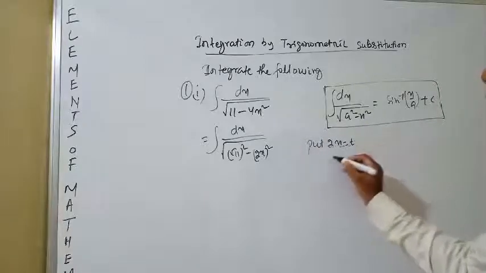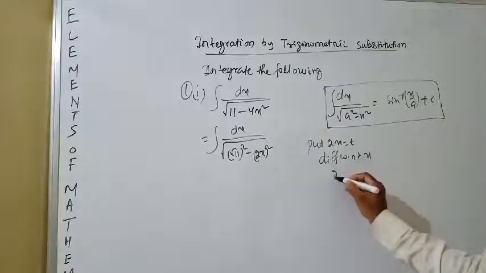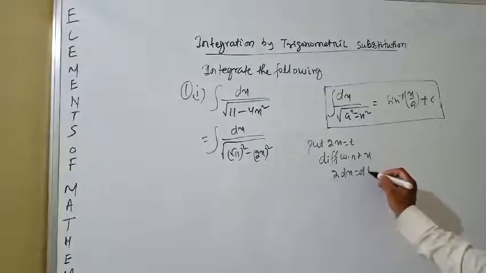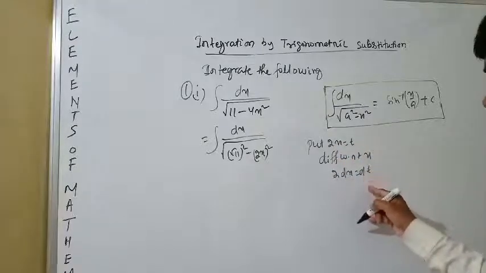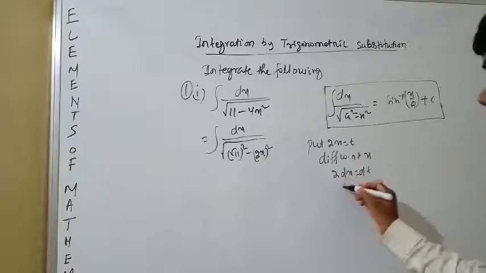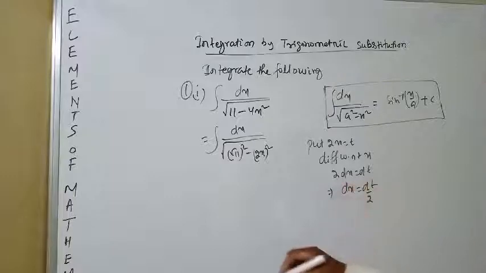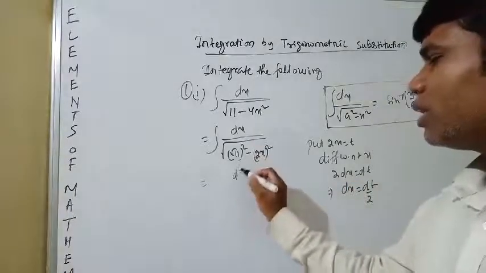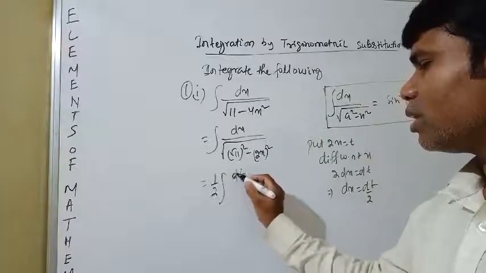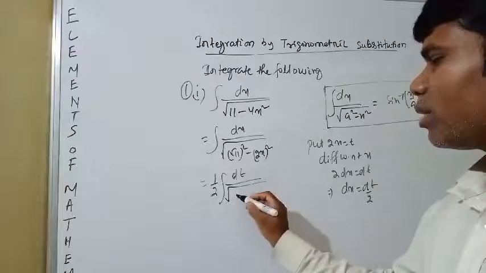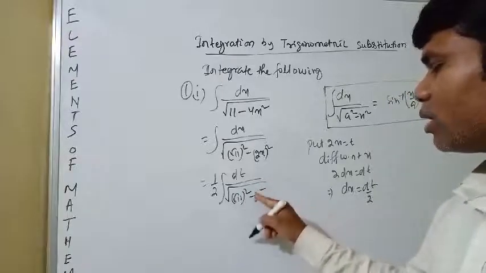Now you put 2x is equal to t. Differentiate with respect to x: 2 dx is equal to dt. You see, the derivative of 2x is 2 and the derivative of t is dt by dx. I have written dx here. So dx is equal to dt by 2, and the 1 by 2 I will keep outside. That is root over root 11 whole square minus t square.